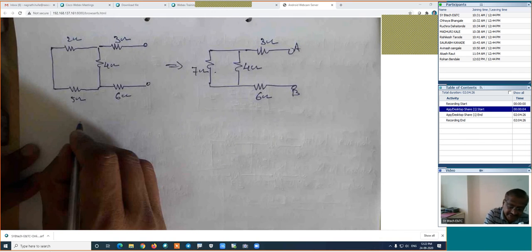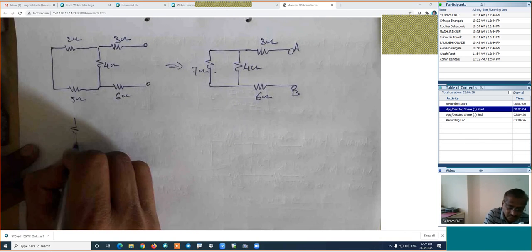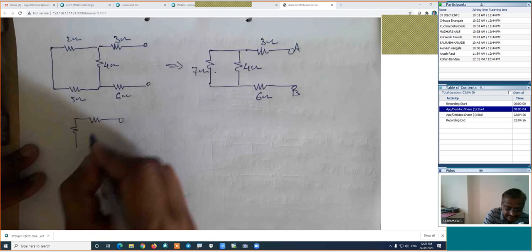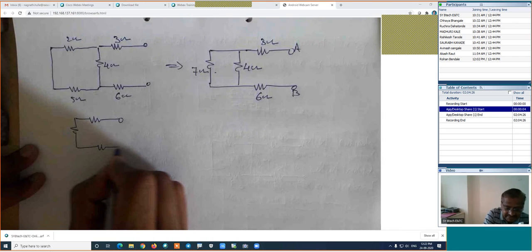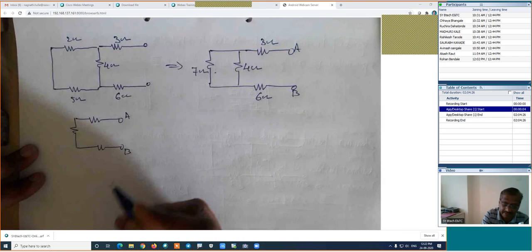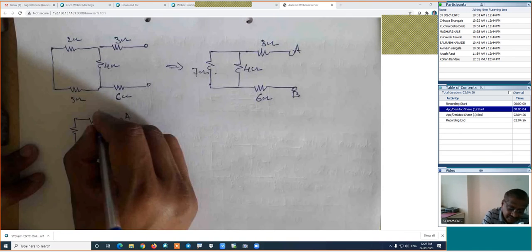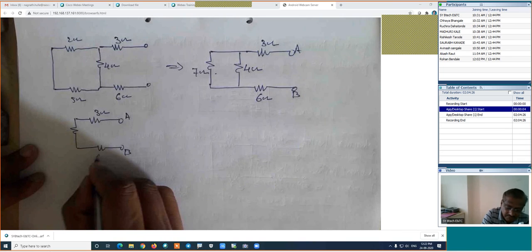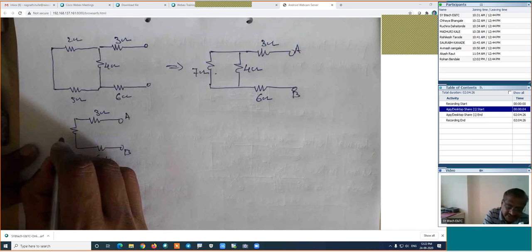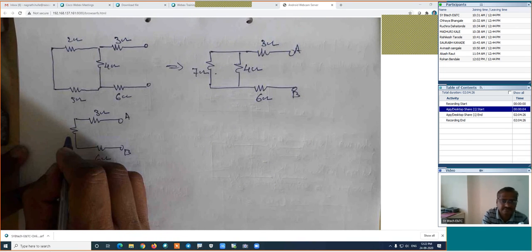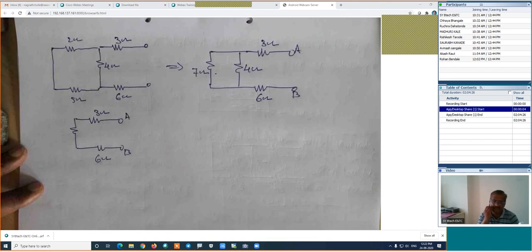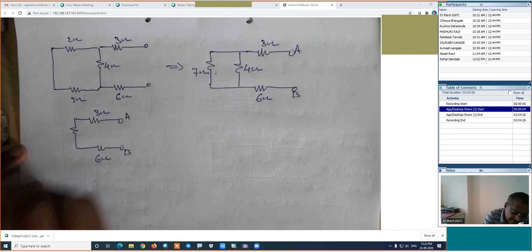The next, these two resistances are in parallel combination. Then how will be the next figure? It will be something like this. Here is the A point, this is B point. Its parallel combination is this value. Here it is 3 ohm, this is 6 ohm. And this value is how much? Parallel combination. 7 is parallel with the 4. 2.54.